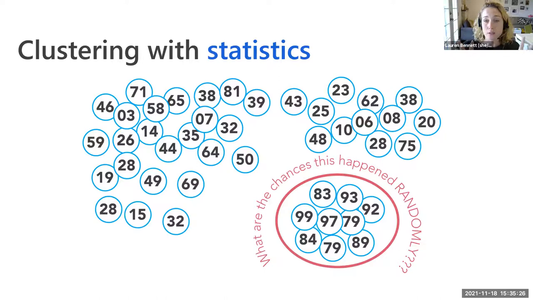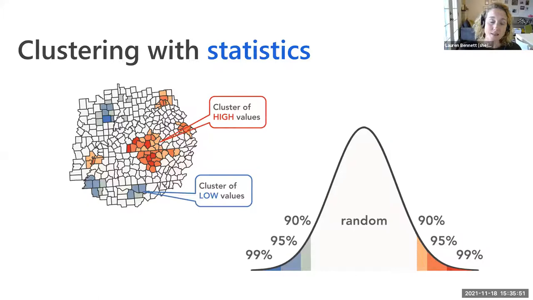Because we do randomly see clusters in the landscape. And if we picked up a bunch of points and threw them on the ground, we might randomly see clusters. And if we put a bunch of resources into a random cluster, we're probably wasting our resources. So we ask this question, how likely is it that this pattern's random? And we use statistics to answer that question. So we find these clusters of high and low values. And that's really what statistical clustering is all about.